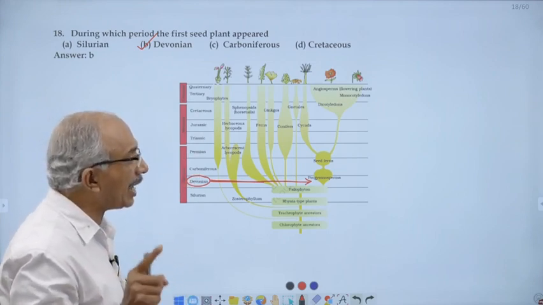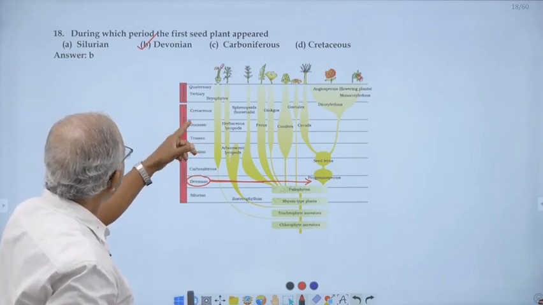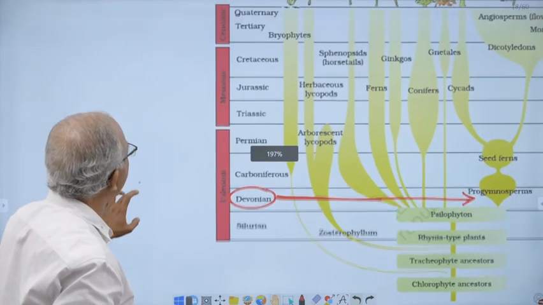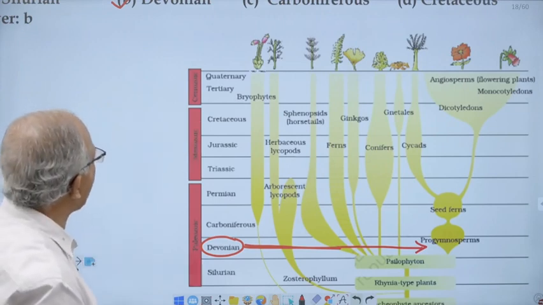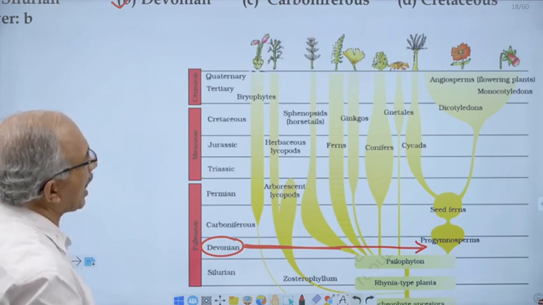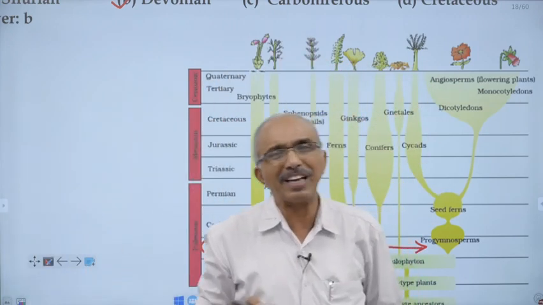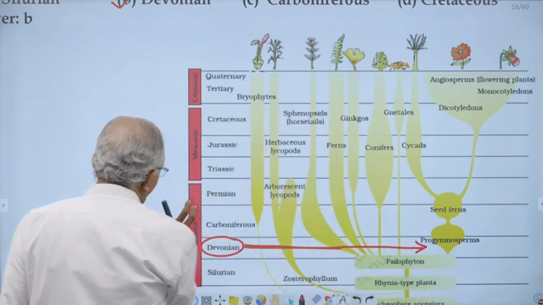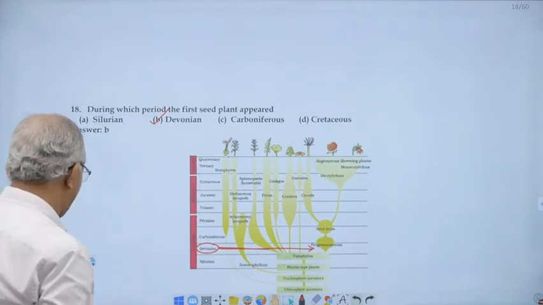The present running era is the Cenozoic era. It is divided into 2: Quaternary and Tertiary. The present day plants are depicted there. So the first seed plants originated during the Devonian period.